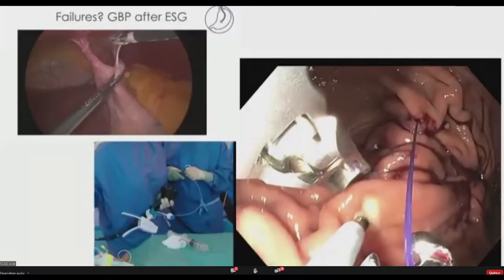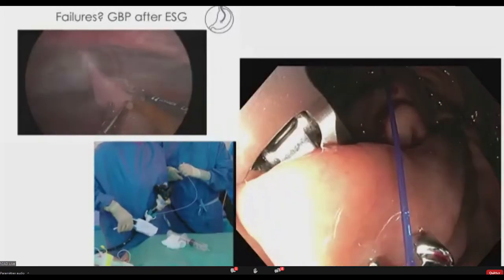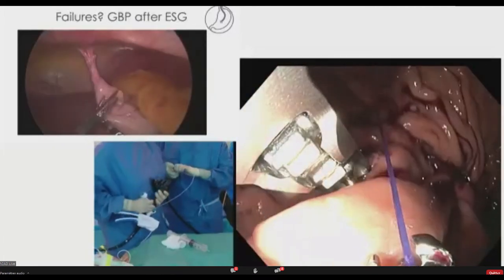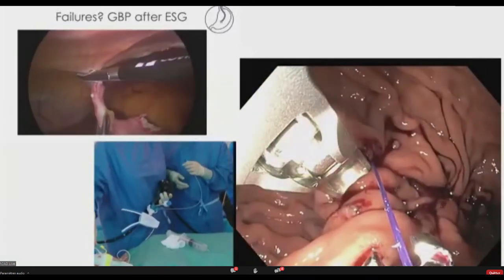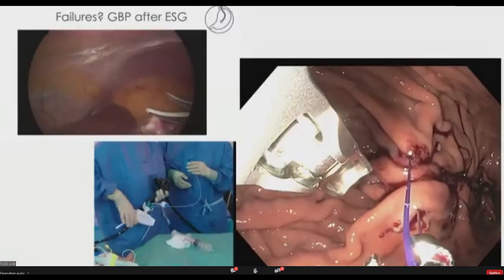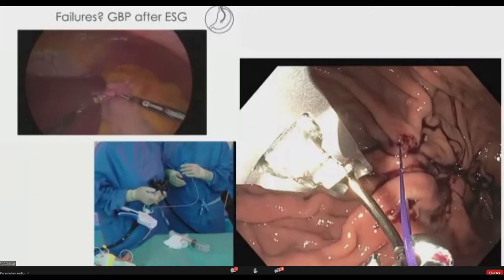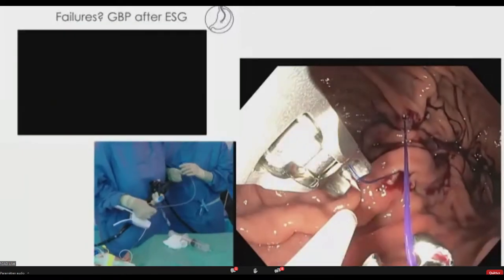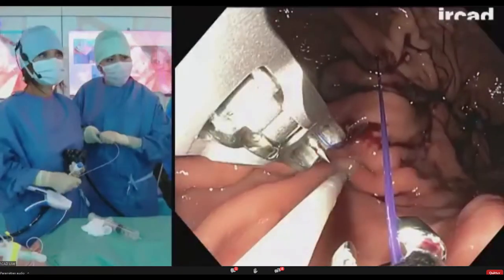Of course, it depends on how you do the gastroplasty, how well you respect the landmarks, and how well you respect the anatomy. And I would suggest, should you do another procedure, go for a gastric bypass procedure, because it's not very smart to keep repeating the same strategy if it was not successful in the first place. So I would not do a sleeve.